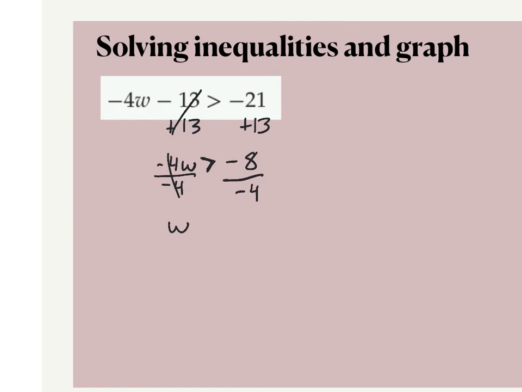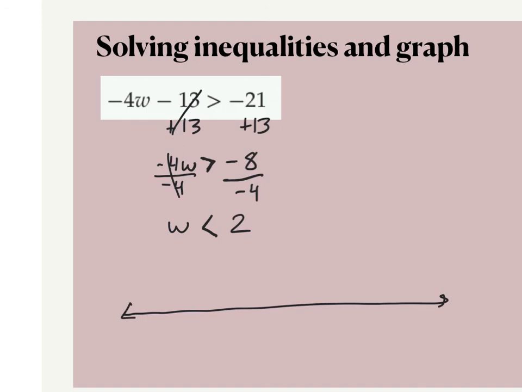It turns to less than. Perfect. We need to switch our sign. We flip it. And then what's negative 8 divided by negative 4? Positive 2. So w is less than 2.